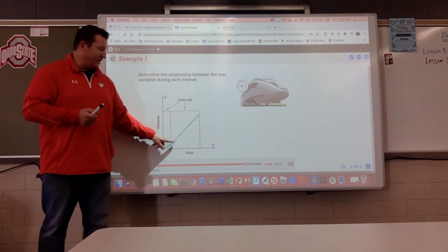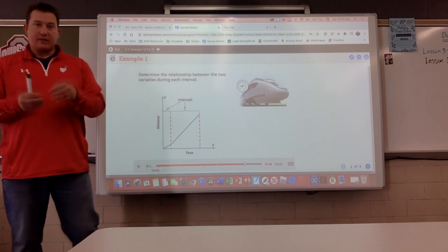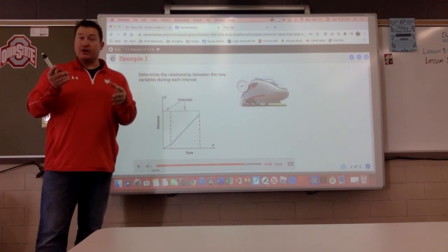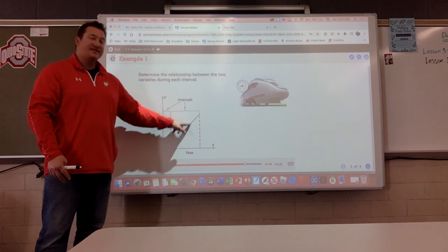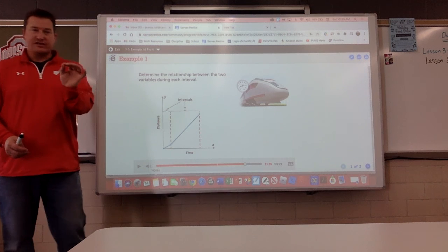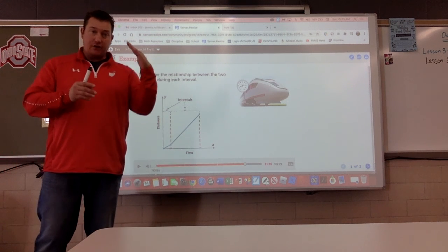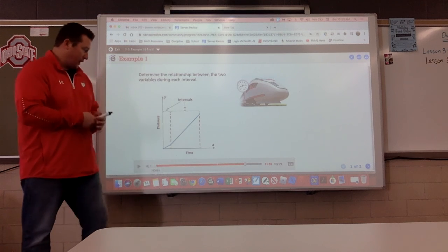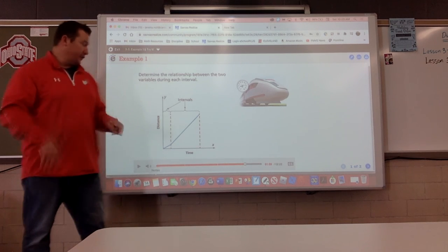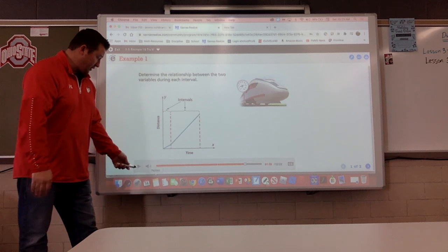So guys, that's one way we can see which interval is increasing or decreasing at a greater rate, based off of the steepness of the line. So the steeper the line, again, remember, it can go downhill too. We can have downhill lines that have different steepnesses. The steeper the line, the greater the rate of change. We did that in 3-3.